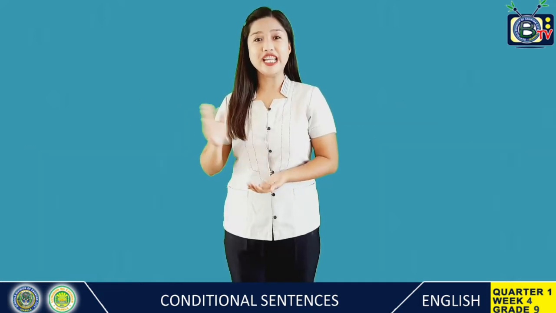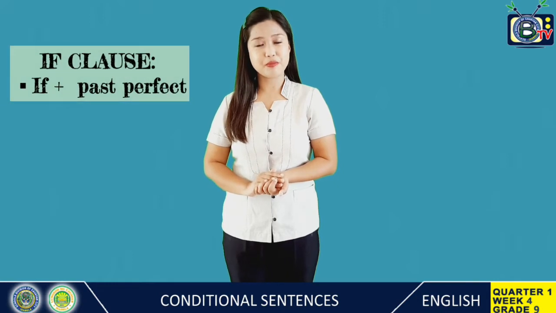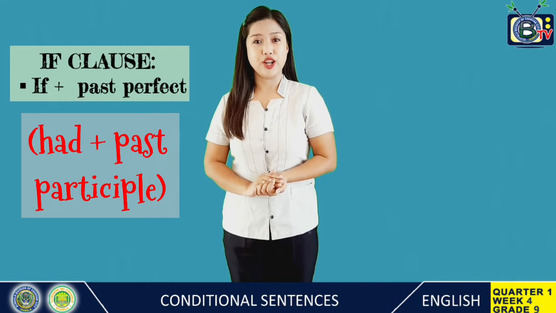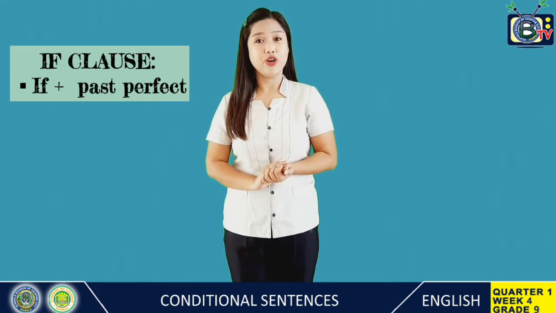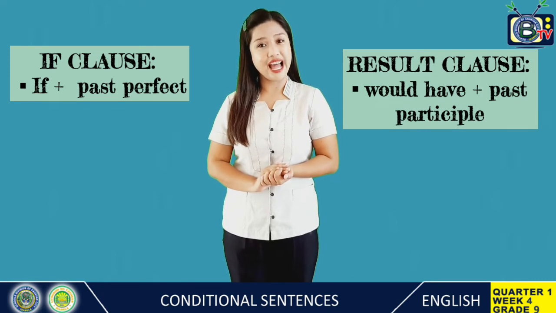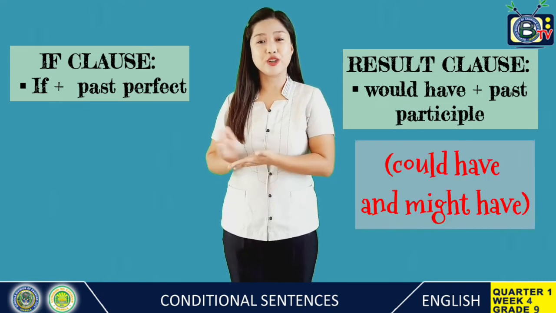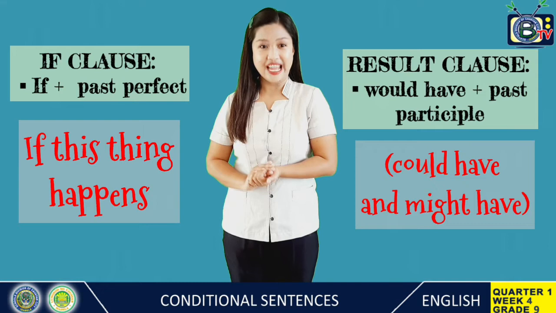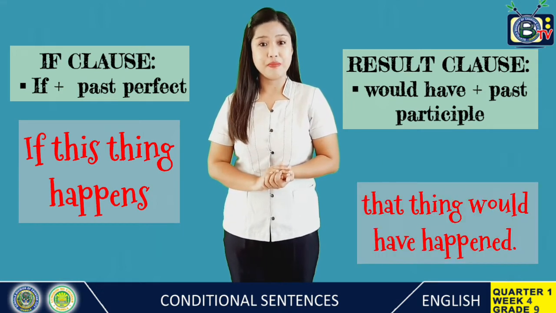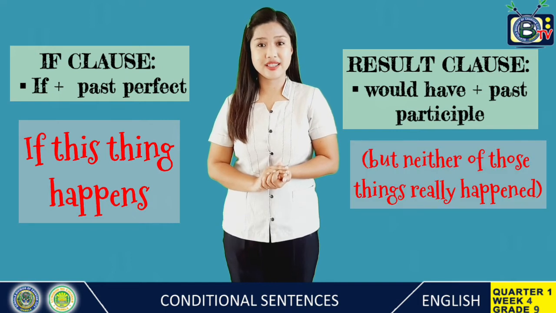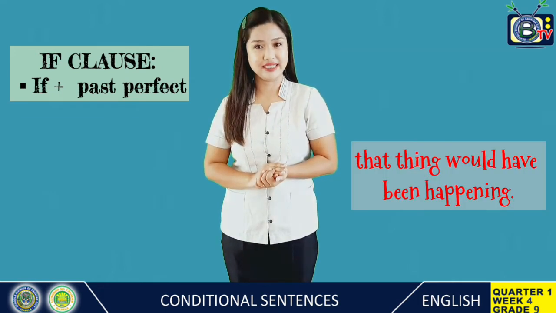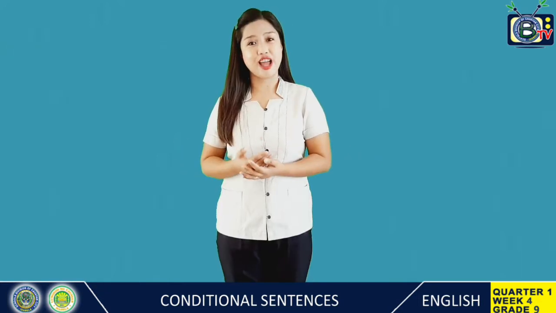Remember, for the if clause, we have if plus past perfect, which is had plus past participle. For the result clause, we have would have plus past participle. Aside from would have, you may also use could have and might have. If this thing happens, that thing would have happened, but neither of those things really happened, or that thing would have been happening.